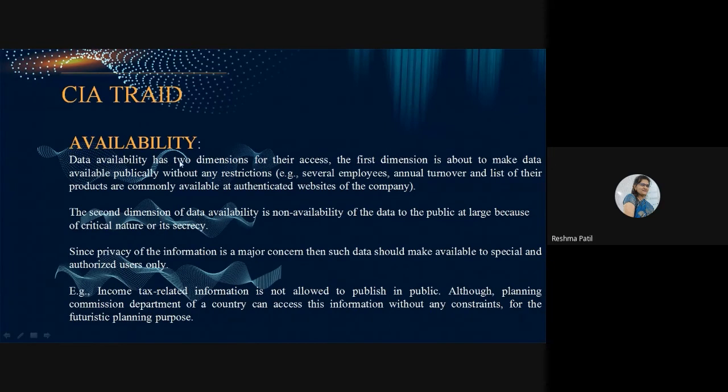Data availability has two dimensions for access. The first dimension is about making data available publicly without any restriction. Data is publicly available without restriction. That is one type of availability.